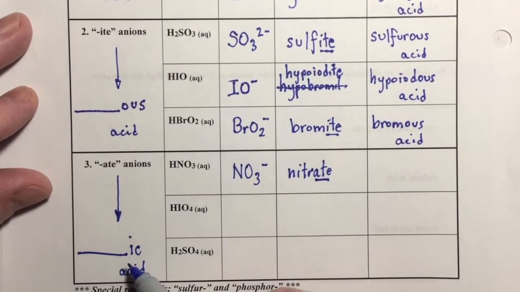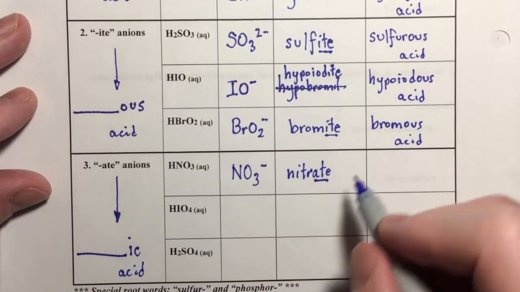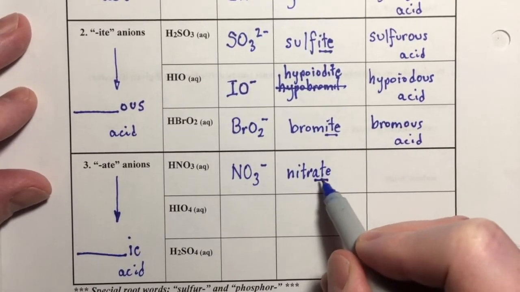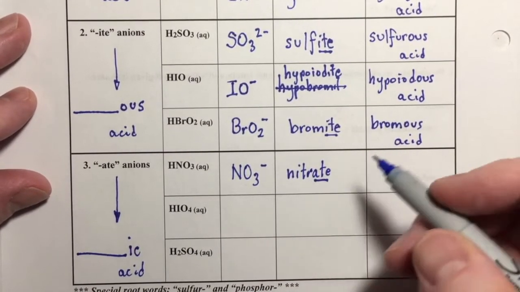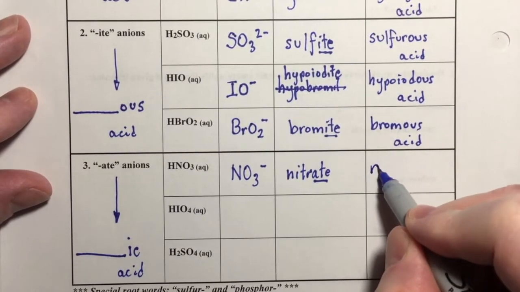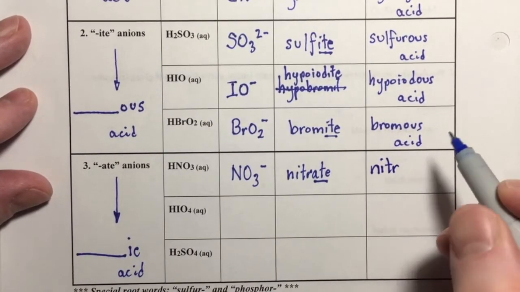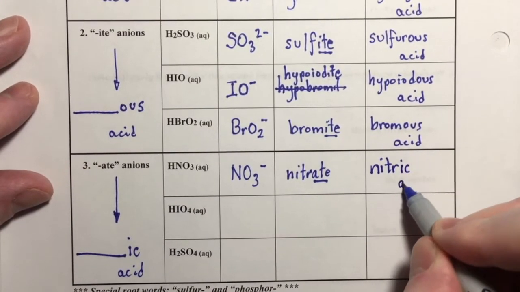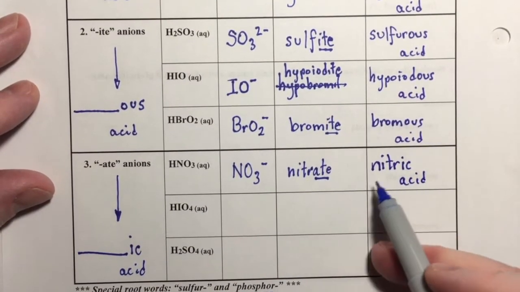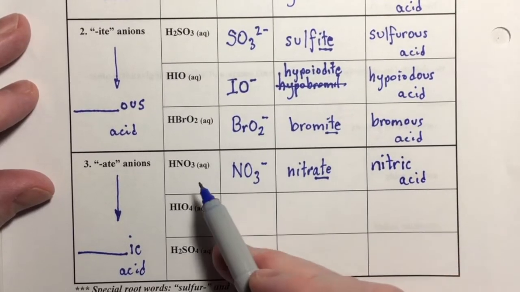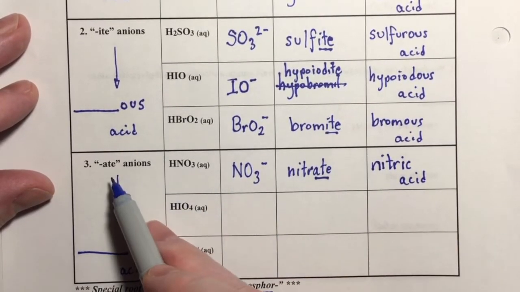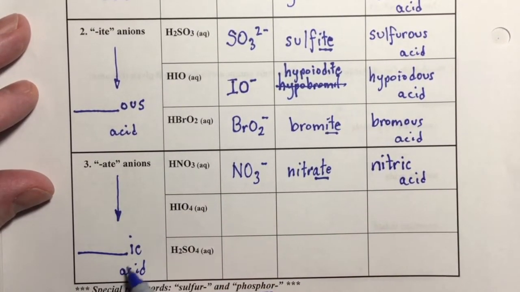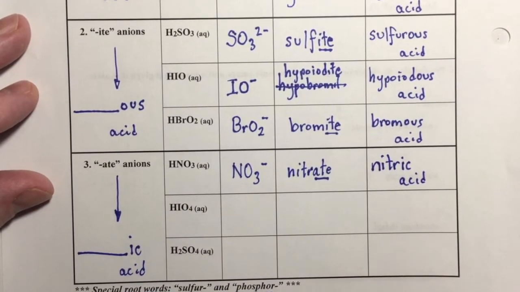So I have a root word and then an IC suffix. The root word, after I remove these three letters, is NITR, nitr, and then IC as the ending, acid. So I've got nitric acid. So there we go. That's an example of how to use the ATE anion rule, root word IC, acid.